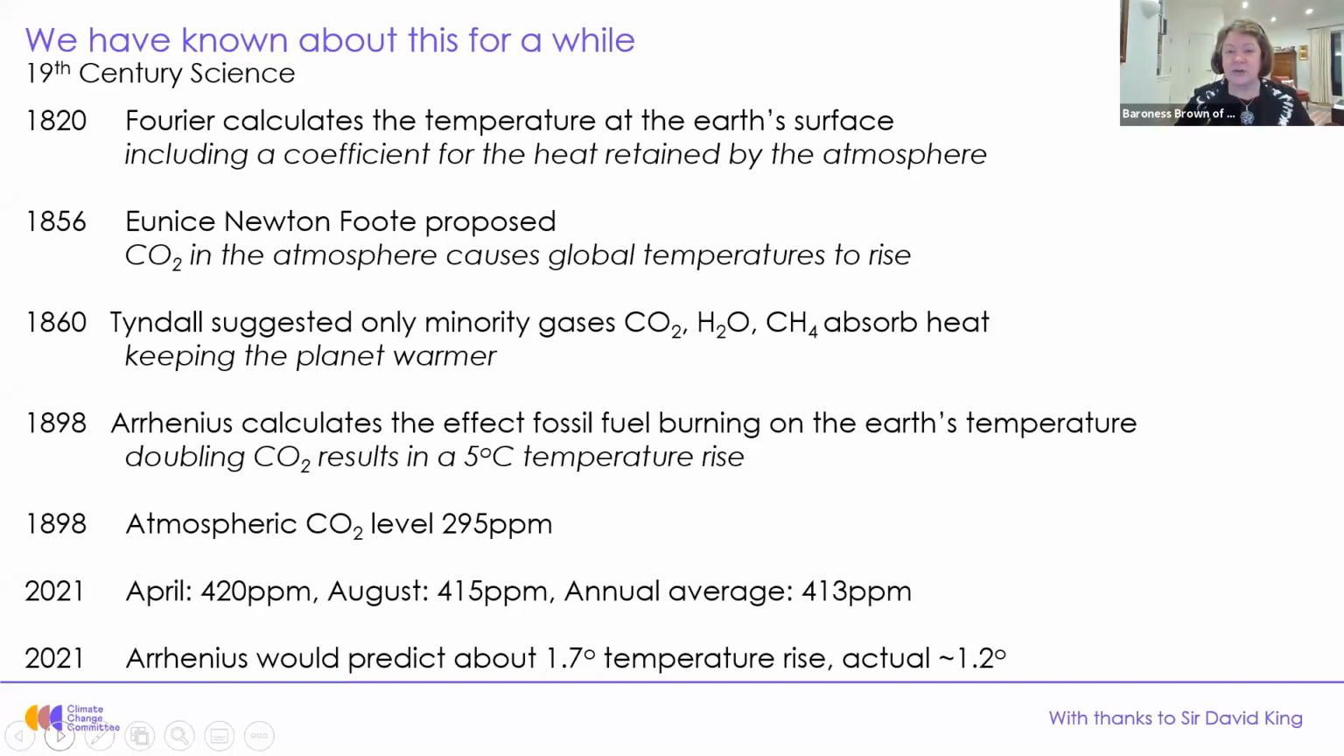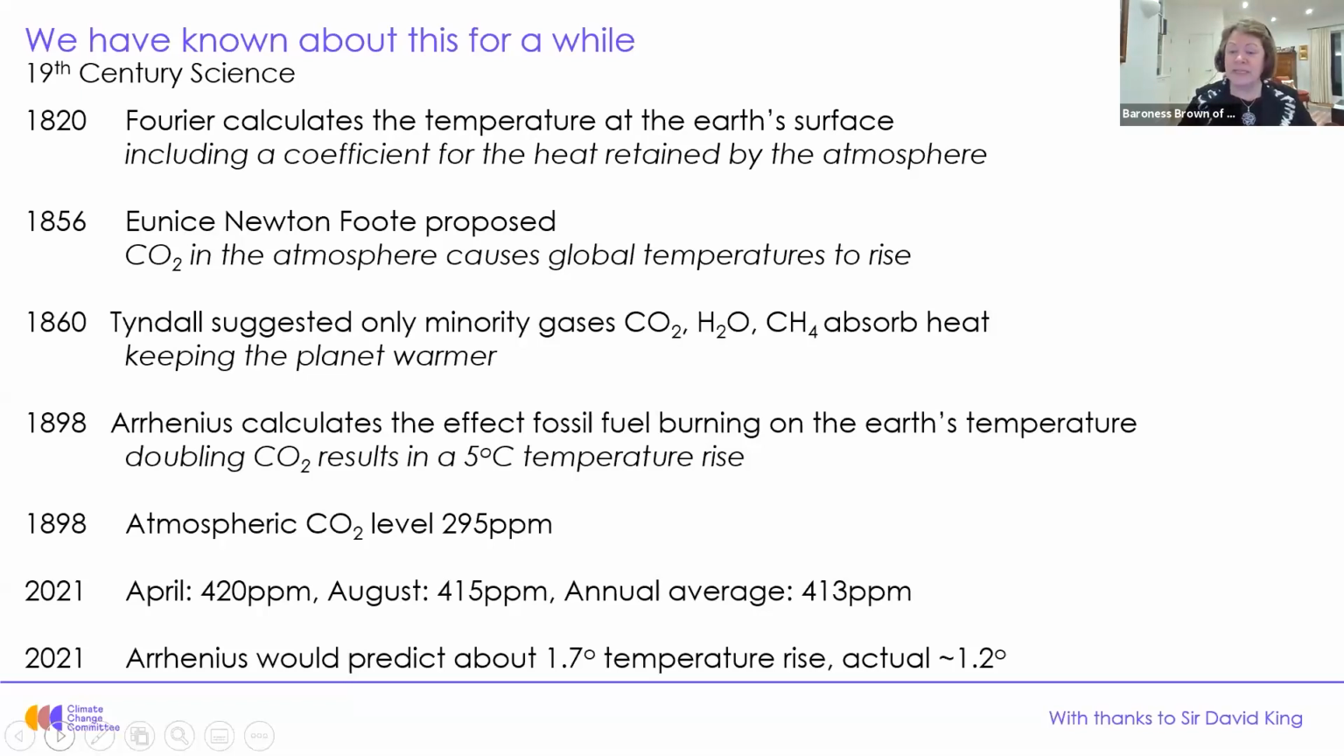By the end of the 19th century, Arrhenius was looking at burning fossil fuels, and he could calculate that a doubling of CO2 in the atmosphere would give us a 5-degree temperature rise. Well, if we look at Arrhenius's calculation today, comparing the parts per million of CO2 in the atmosphere, we're now up to about 413. Arrhenius would predict that temperature would have risen by about 1.7 degrees. It's actually risen by about 1.2 degrees, but Arrhenius wasn't doing a sophisticated calculation looking at how much heat was being absorbed by the ocean. He was doing a very simple calculation. So I think that's remarkably close to where we are today.